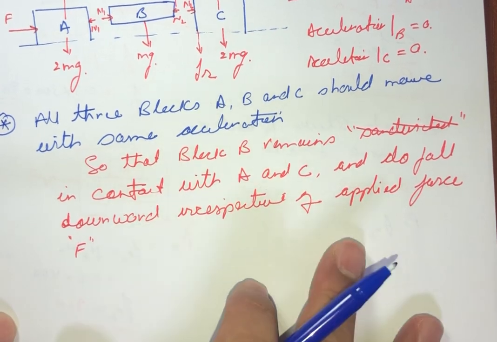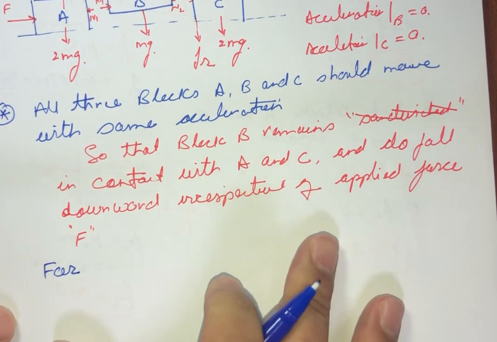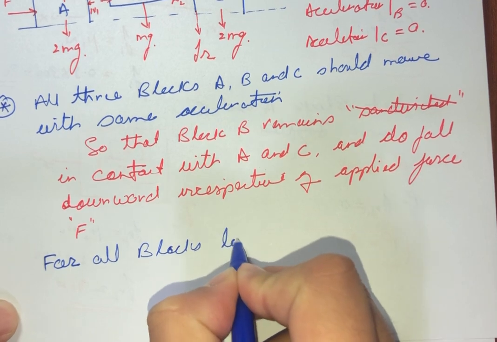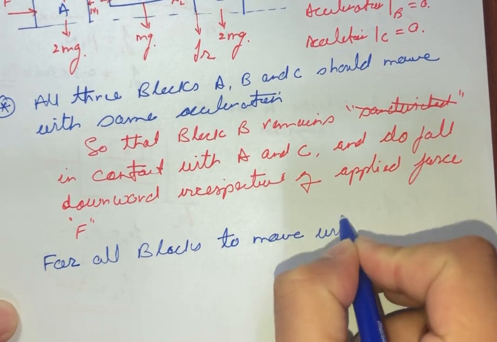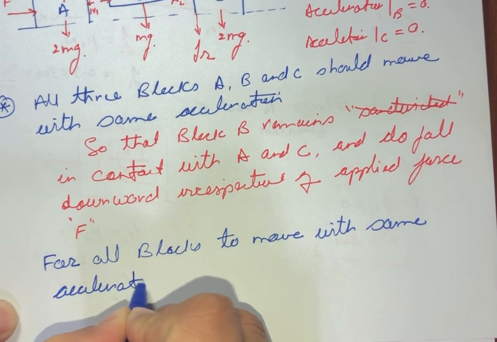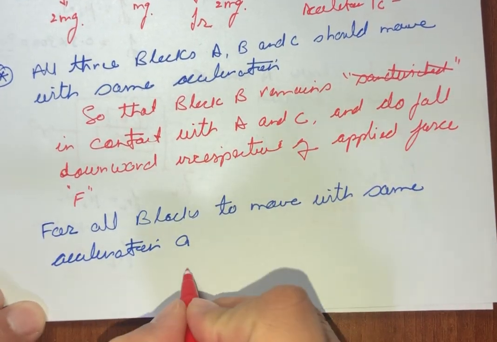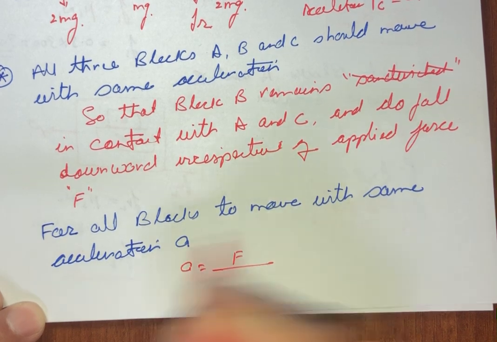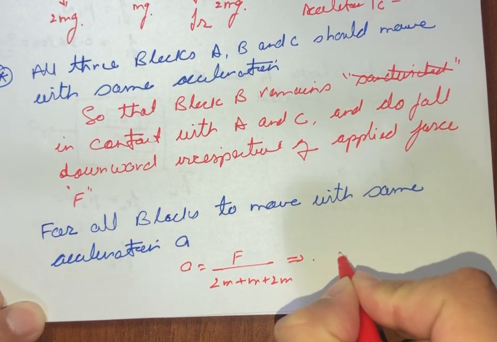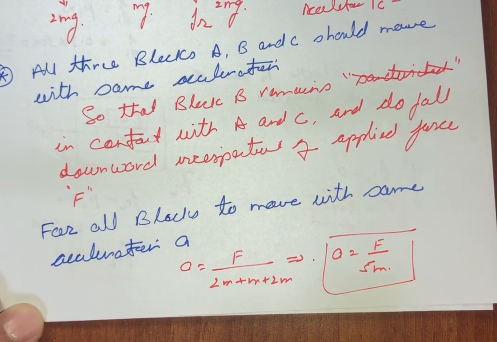Okay. So for all blocks to move with the same acceleration a, we can say that a will equal the applied force divided by the total mass, that is 2m plus m plus 2m, and from here we can say the acceleration is equal to F upon 5m. Okay. So this is the value of the acceleration.